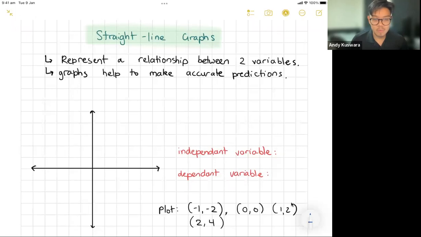Why do we want to do that? Because graphs help us to make accurate predictions. They help us also to see some trends. It gives us a little bit of insight into the data.